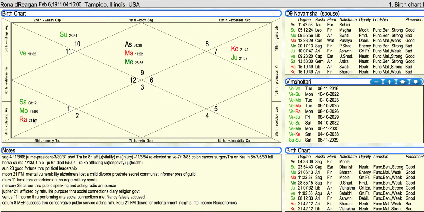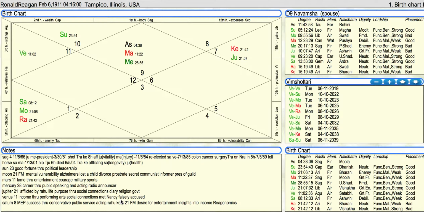Venus, indicator for wife, and in this case, it rules the house of income and social connections and friends. Placed in the house of performing arts and success. So he got that success through his social connections, and politics is all about social connections. And his wife, Nancy, he met during that time when all the communists were being exposed in the witch hunt. She was falsely accused. She had the same name as another lady who was a communist, and she had to come to Reagan because he was in charge of that acting guild, and that's how they met.